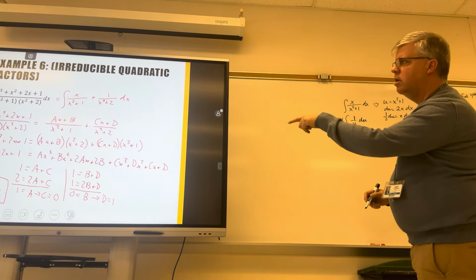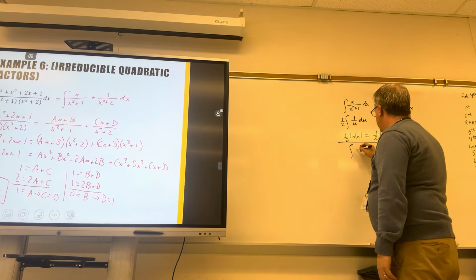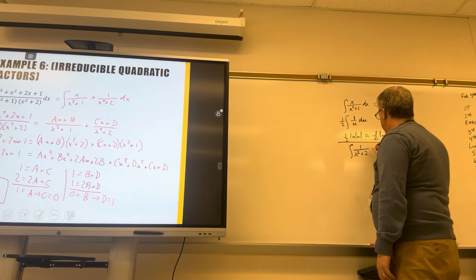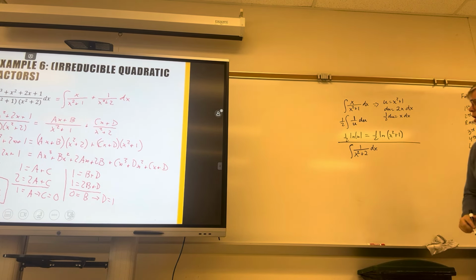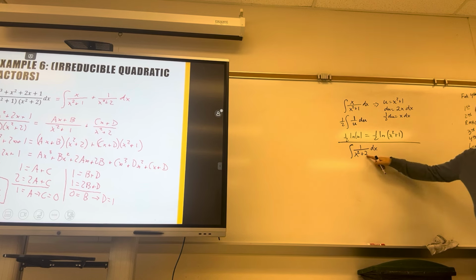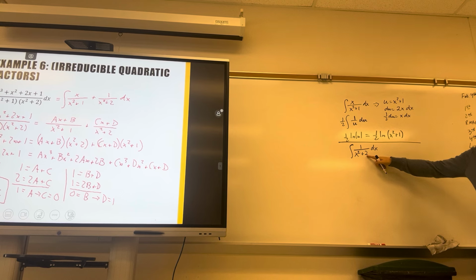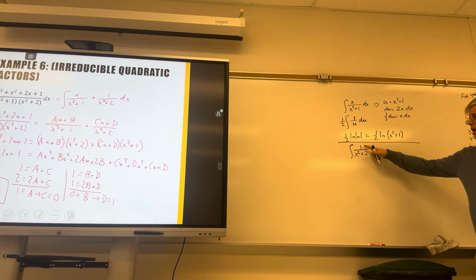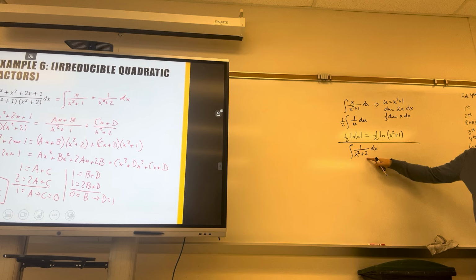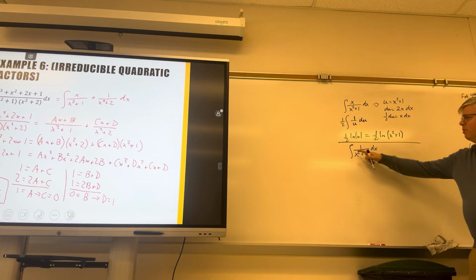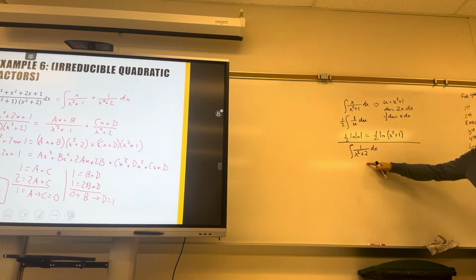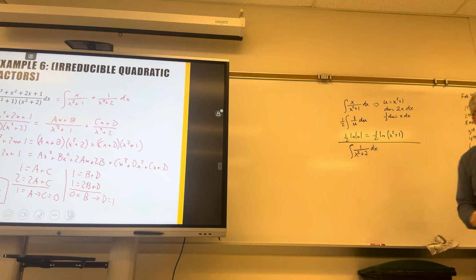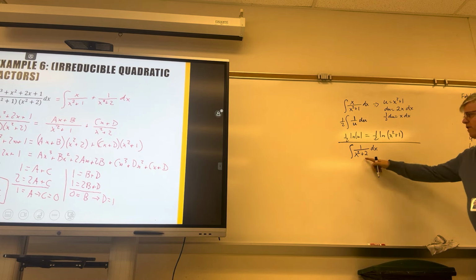Now the other one, I want to show you something about this one. X squared plus 2. If this was a 1 instead of a 2, it would be easy. Do you know what it would be? Don't you recognize 1 over x squared plus 1 as the derivative of a function? Inverse tan, right? So if this was a 1, and it's not, unfortunately, this would just be inverse tangent of x. It's still going to relate to inverse tangent, and I'm going to show you how to figure this out.